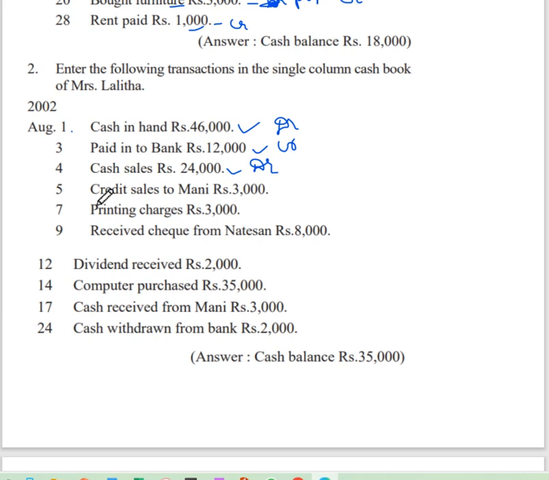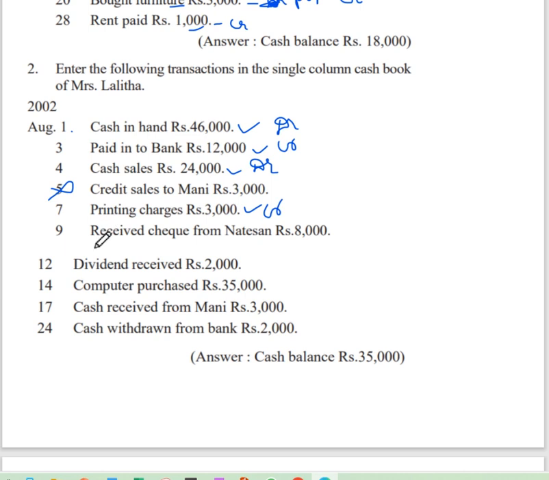Okay, good. On fifth, credit sales to money. This is a credit sales. We don't need to record in the cash book, single column cash book or double column cash book or 3 column cash book. Credit sales, we are not recording in the cash book. We will record that in the sales book. So this transaction is not recorded. Okay, very good. Next, on 7th, printing charges, rupees 3,000. This is cash payment. Expenses which we are incurring in the form of cash, rupees 3,000 is a credit thing. Okay, till here it is fine.